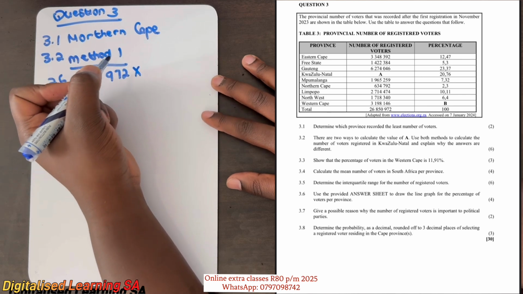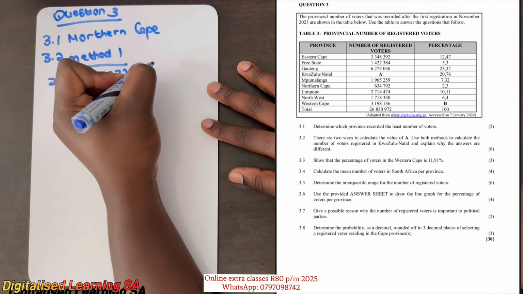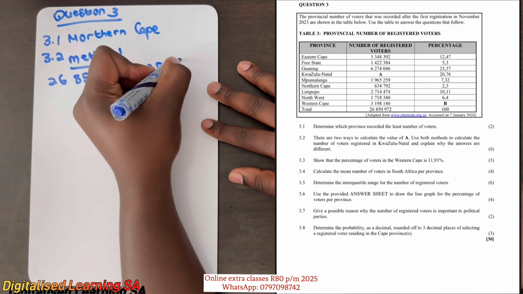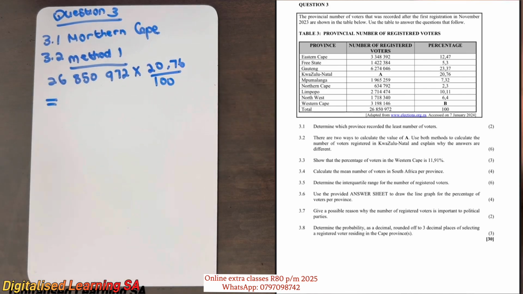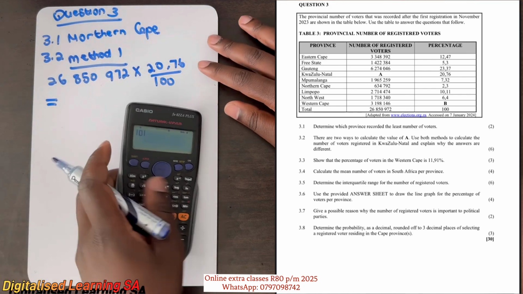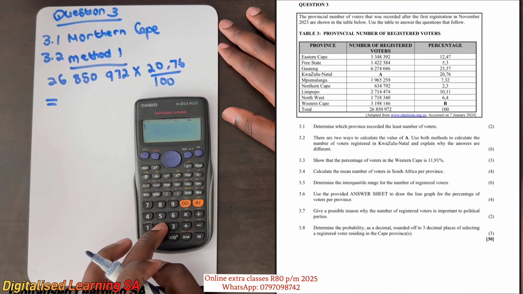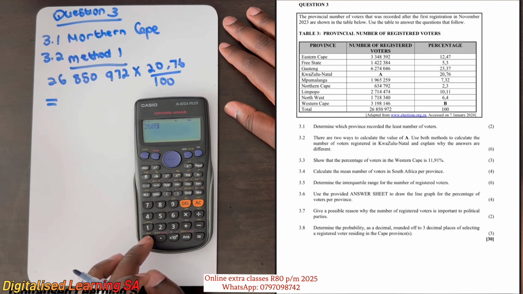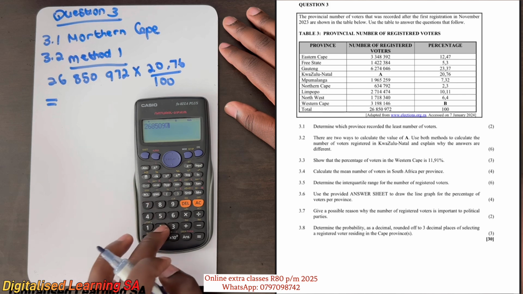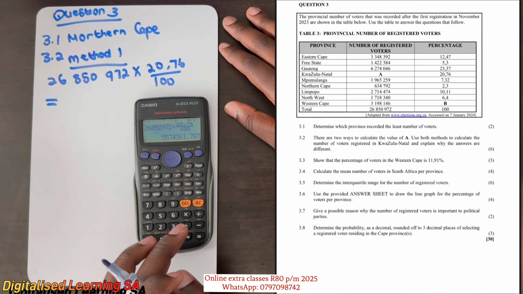So to get the value of A, we can use the percentage. So we can just multiply by 20.76 divided by 100. And if we plug that on our calculator, which we are going to do now, we'll be able to get our answer. So we say 26,850,972 multiplied by 20.76 divided by 100.